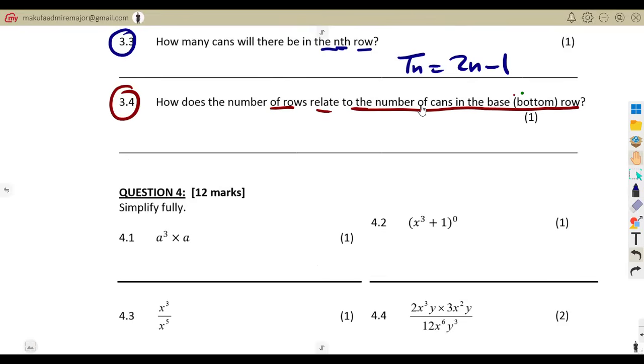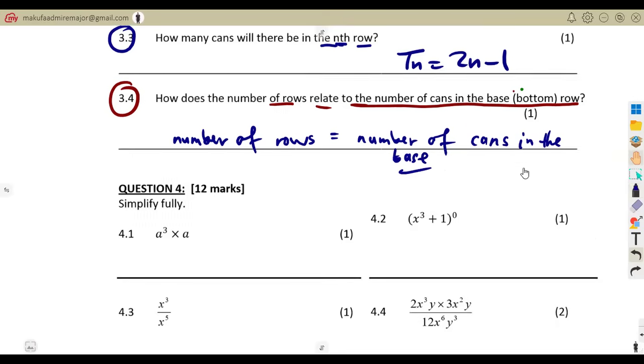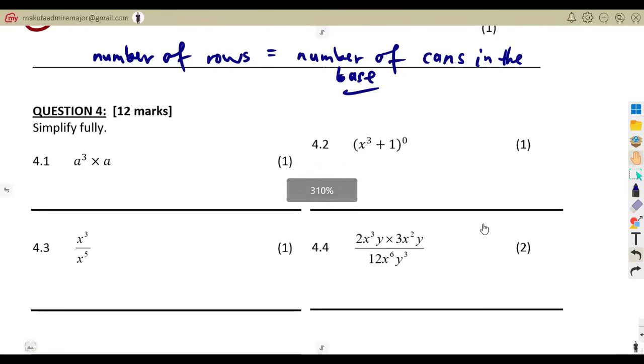If you consider the first row, there was 1 can. So we are simply saying the number of rows is equal to the number of cans in the base, which is in the bottom. Those cans are equivalent to the number that we have as the number of rows.